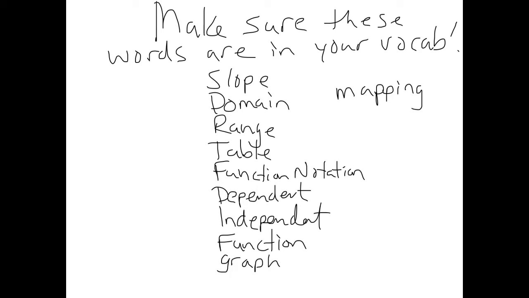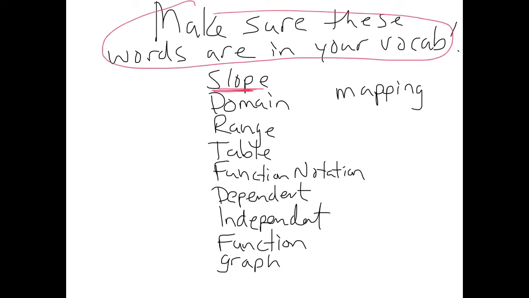You also need to make sure that these words are in your vocab. You need to know what slope means. Main thing, it's rise over run. It's a change in y over the change in x, a change in vertical over the change in horizontal. You need to know that domain is x's, that range is y's.